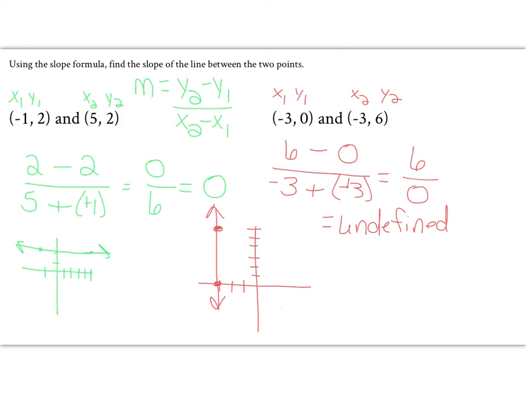Now, one way to remember this: if you have 0 in the numerator, that is okay. So 0 in the numerator is okay, and it equals 0. If you have 0 in the denominator, that's a big NO. And if you have 0 in the denominator, that slope would be undefined. So that's one way that might help you to remember how to answer a question when you get 0 in the numerator or 0 in the denominator.